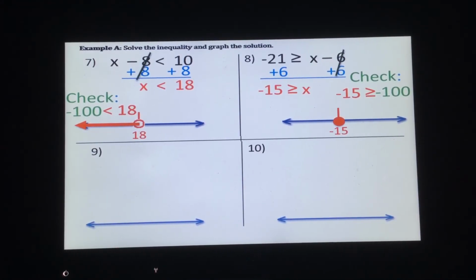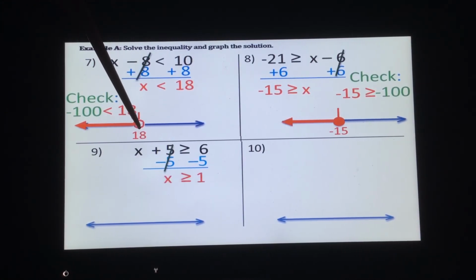So let's go ahead and find out which side to shade. From here, negative 100 is on this side. So I'm going to go ahead and shade that side. All right. Okay, number 9. For number 9, we have x plus 5 is greater or equal to 6. Let's get x by itself by subtracting 5 from both sides. These cancel. That leaves us with x is greater or equal to 1.